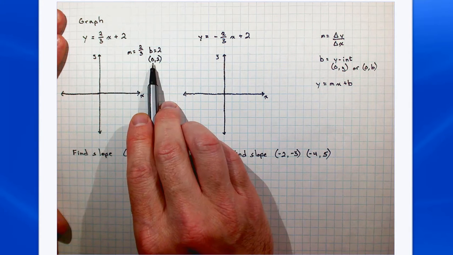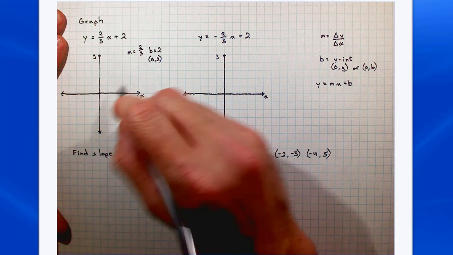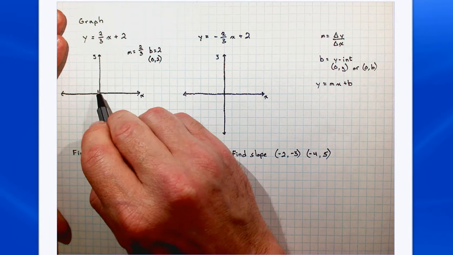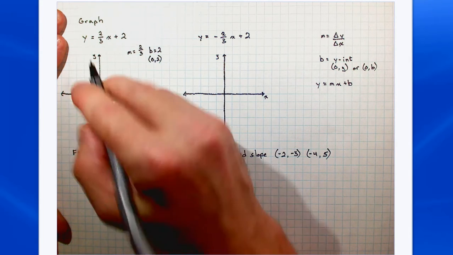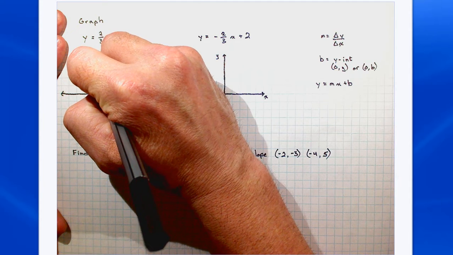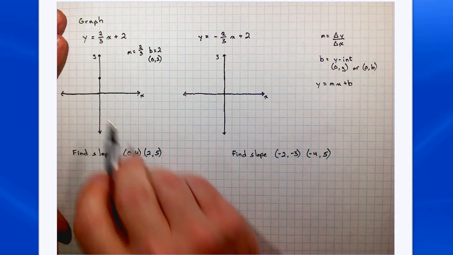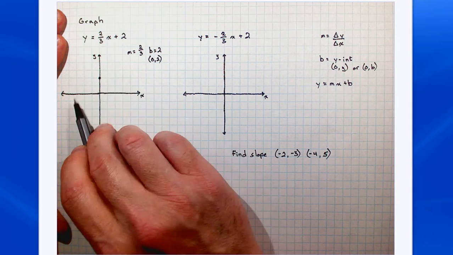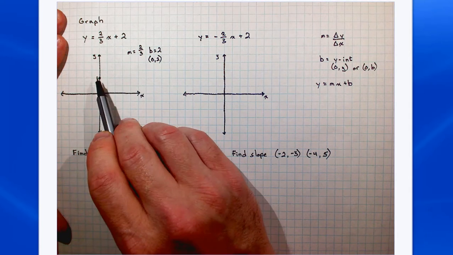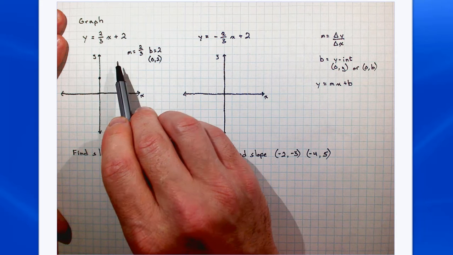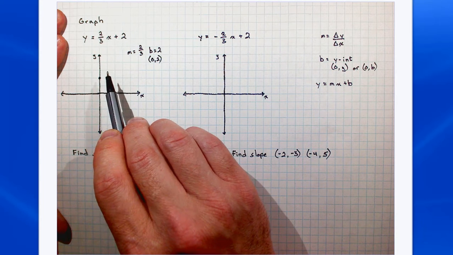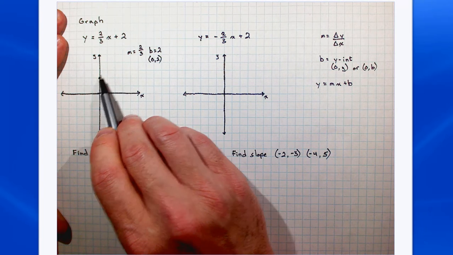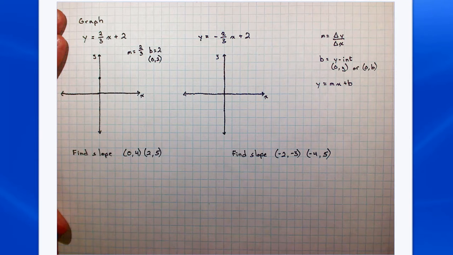This is my starting point. So x is 0, so right there, and y is 2. I move up 2 units. That is my starting point. Now I will use my slope to find other points on the line. All I need are 2 points to graph my line, but what I will do is find 2 additional points with my slope.